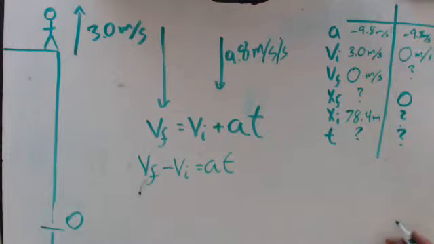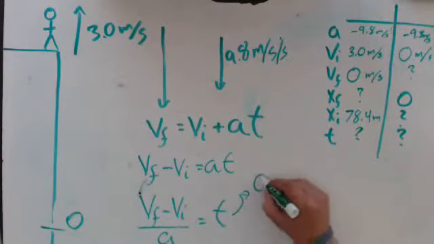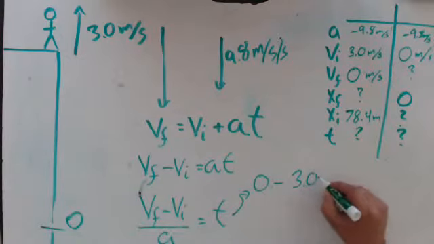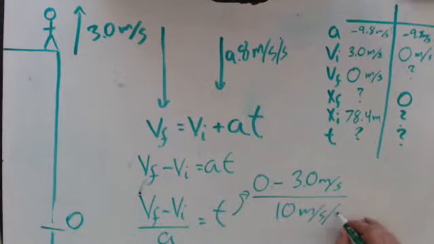So I'm going to divide out a. I'm left with v final minus v initial divided by a is equal to t. My final velocity was 0, my initial velocity is -3, and my acceleration is -9.8. Now, normally in my class I would say that the acceleration is -10, and I'm going to just treat it like that. So v final, that was 0, minus -3.0 meters per second, over -10 meters per second per second.